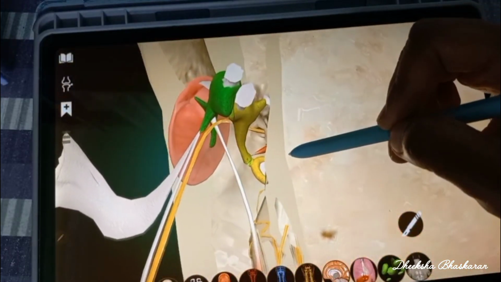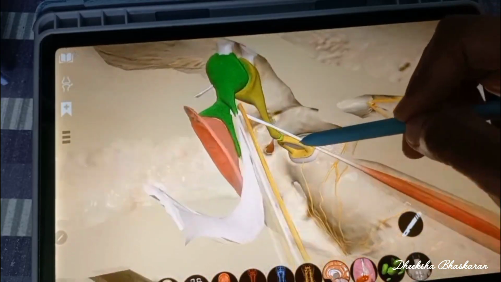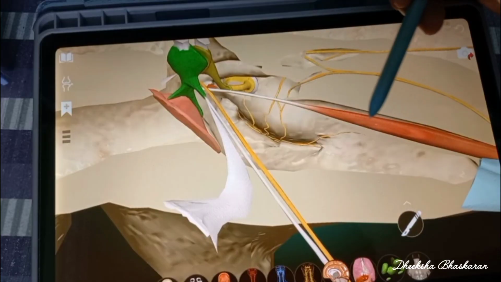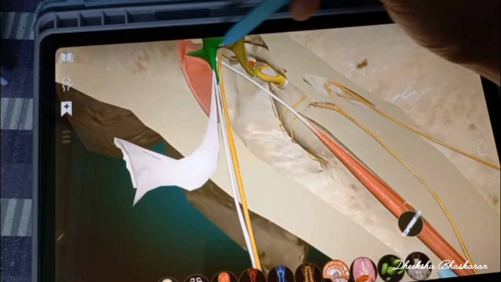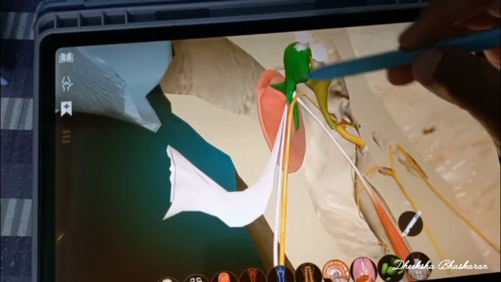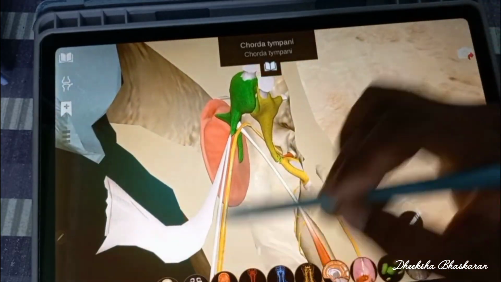Here we have the stapedius muscle, which is attaching to the head of the stapes. Then we have the tensor tympani muscle running in the cavity and then attaching to the handle of the malleus, as we see here. And this is the chorda tympani nerve, which is entering from the posterior cavity wall and exiting through the anterior wall.